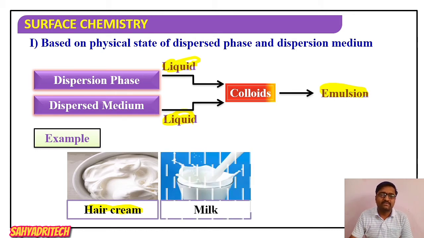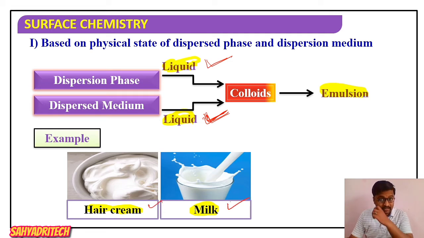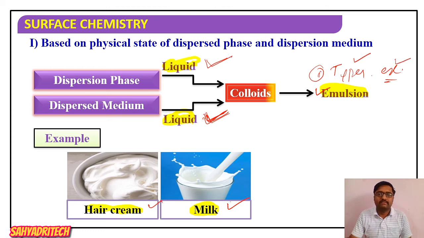Here dispersed phase and dispersion medium both are liquids. And one more, milk is also an example for an emulsion. Emulsion means here dispersed phase and dispersion medium both are in a liquid state. Remember the examples here, hair creams and milk are examples for emulsions. Again, in upcoming classes we'll consider emulsions and types of emulsions with examples. In the next upcoming class we will learn about emulsions again, the definition of emulsion, types of emulsions with particular examples.